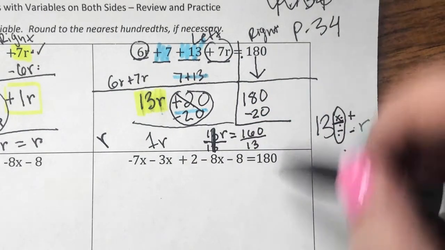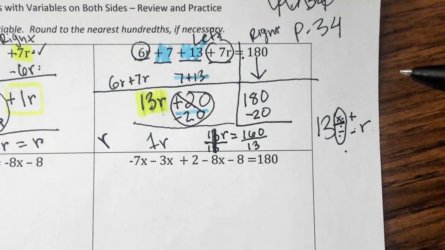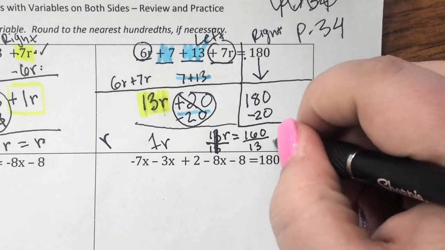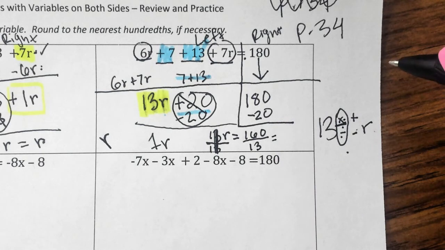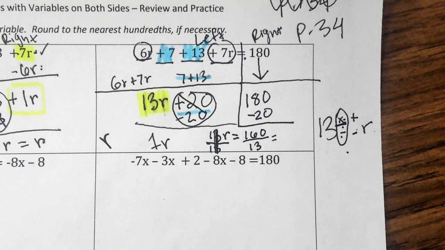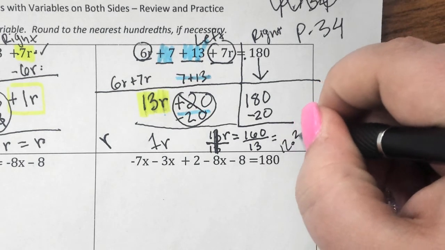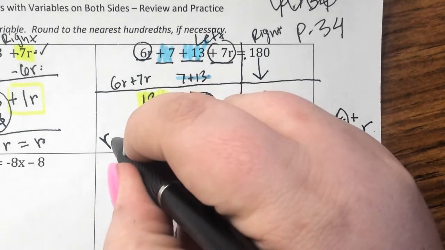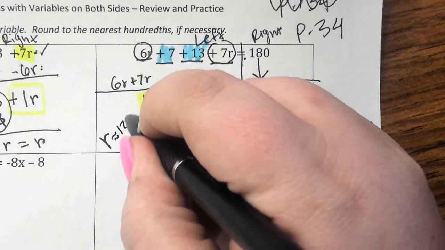So on the right side, we have 160 over 13. Raylan, I think I saw you working that out. You got 160 over 13 divided by 13? 12.31. I think you rounded a little bit. That's okay. We can round. So R is almost 12.31.